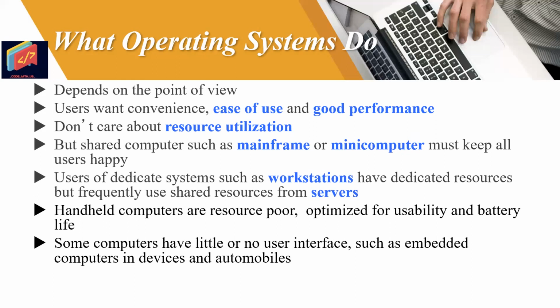Users of dedicated systems such as workstations have dedicated resources but frequently use shared resources from servers. Handheld computers are resource poor, optimized for usability and battery life. Some computers have little or no user interface, such as embedded computers in devices and automobiles. So this is what the operating system does.